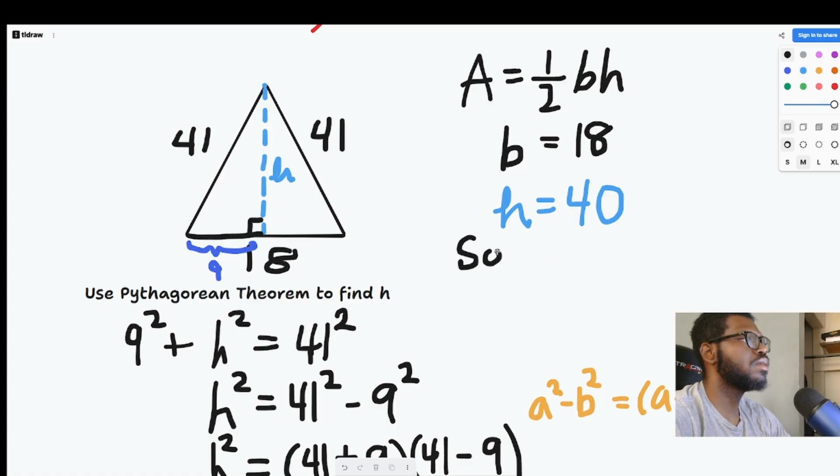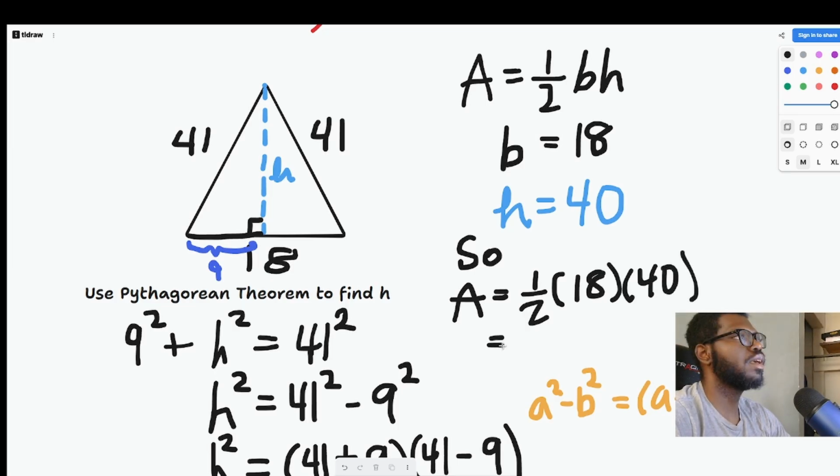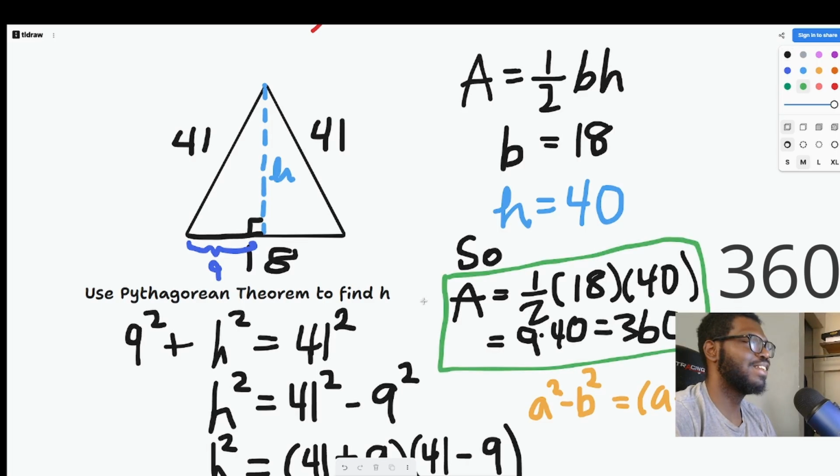So the area of this triangle is just going to be 1/2 times 18 times 40, which is, well, 1/2 times 18 is 9. So this is the same as 9 times 40 here, which is just 360. And yeah, that is the solution here.